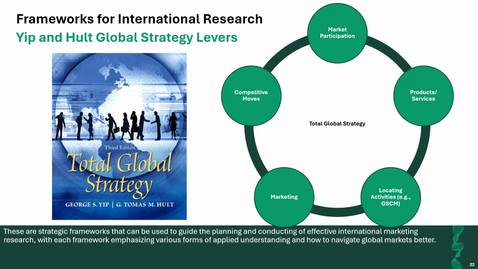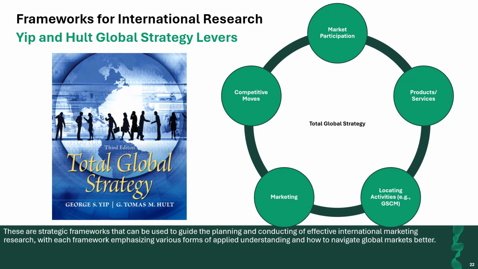Understanding these 5 global strategy levers, we think, is essential for businesses navigating the complexities of the global market. The levers include market participation, product or service offering, location of value-added activities, the marketing approach, and making globally competitive moves. First, market participation involves decisions about which global markets to enter or exit. This lever requires careful analysis of market potential, competitive landscape, and entry barriers to make informed decisions that are aligned with the company's strategic goals.